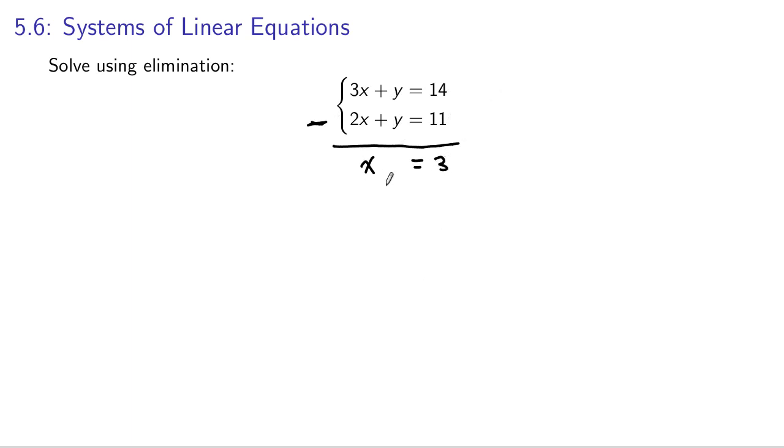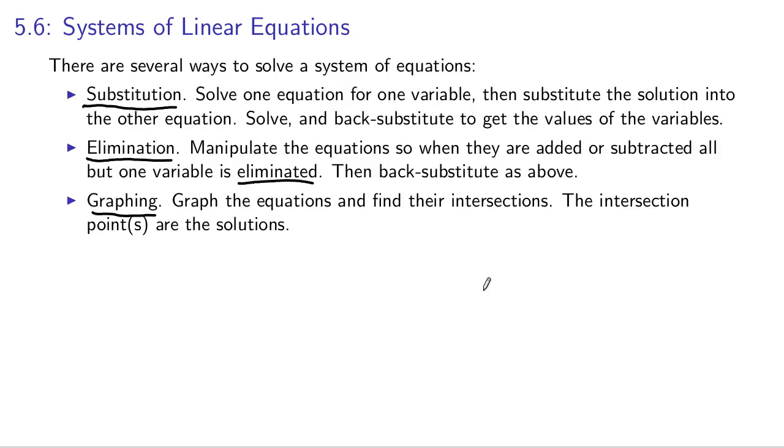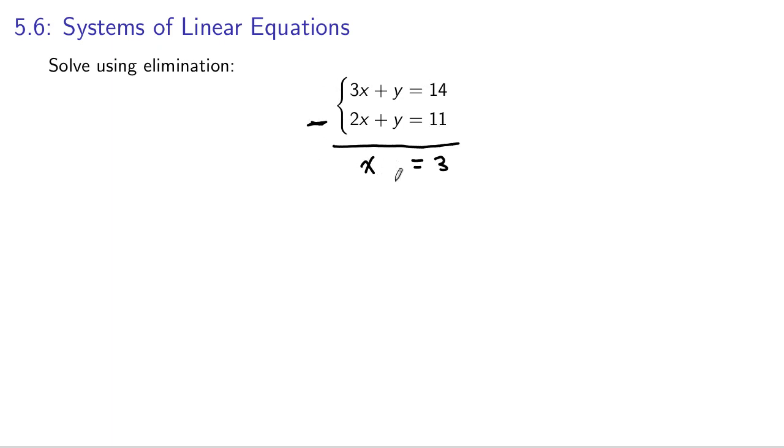Okay, this is why elimination is so useful: there are cases where it's very, very quick. So all of that work we did with substitution to get x equals 3, with elimination we're already done. X equals 3. Now we do the exact same step as we did previously to back substitute to find y.